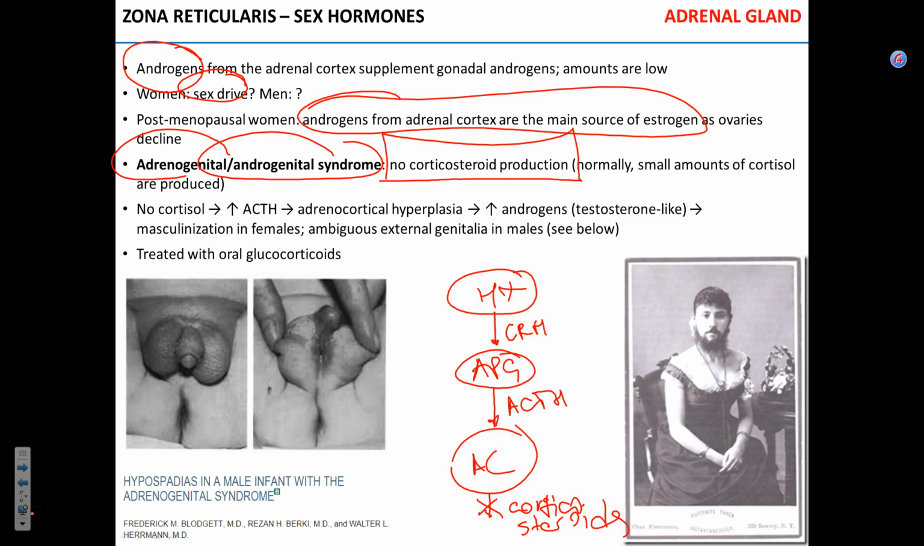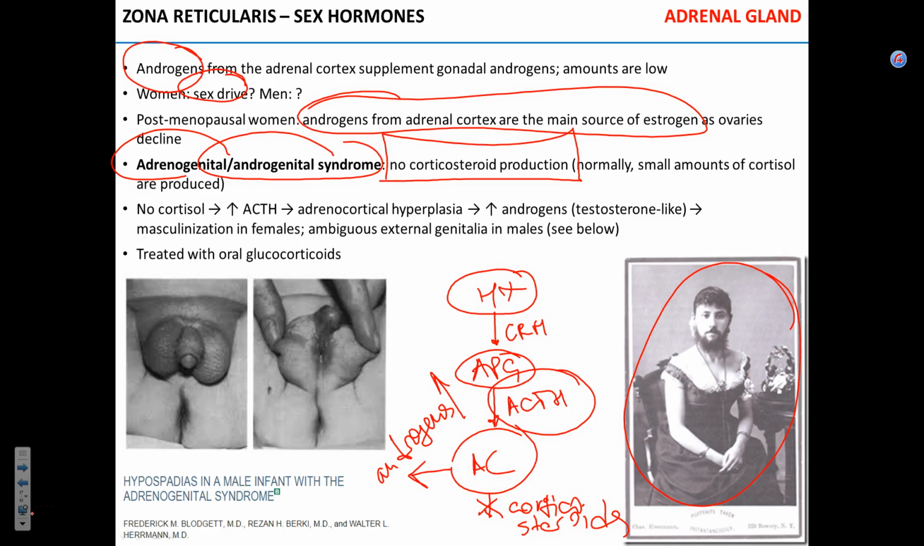It's genetic, so can you produce corticosteroids? Still no. But what's going to happen, zona reticularis will be stimulated by ACTH, and androgen production will increase. Does that make sense? The patient still produces no corticosteroids, has high levels of CRH and ACTH, which stimulate production of androgens. In females, it will lead to masculinization.